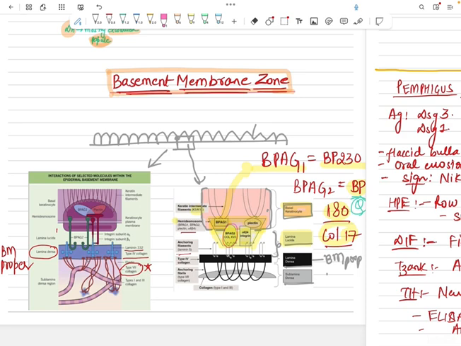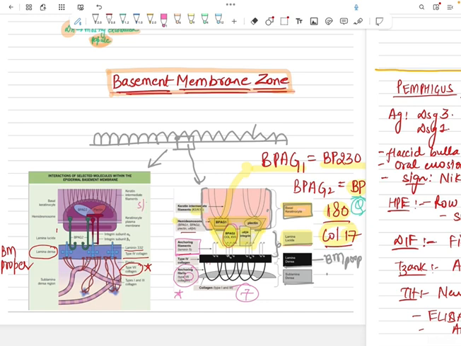Now we have anchoring filaments which are there in the lamina lucida. They are mostly made up of laminin 5, but laminin 5 is there in the lamina densa also, right? Collagen 4 as well as laminin 5 will be there. Apart from them, then we will have anchoring fibrils. It is not filament, it is fibril, which is mostly composed of collagen type 7. Collagen type 7.